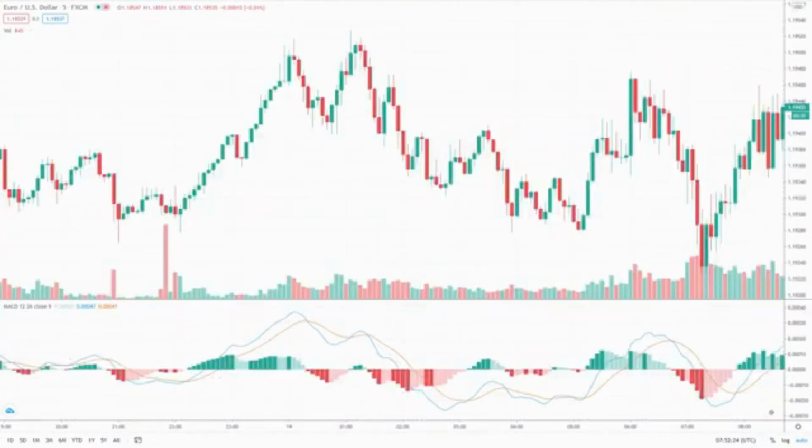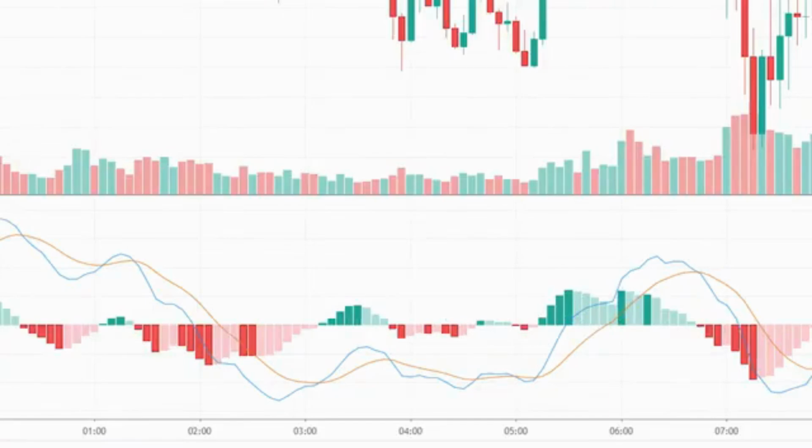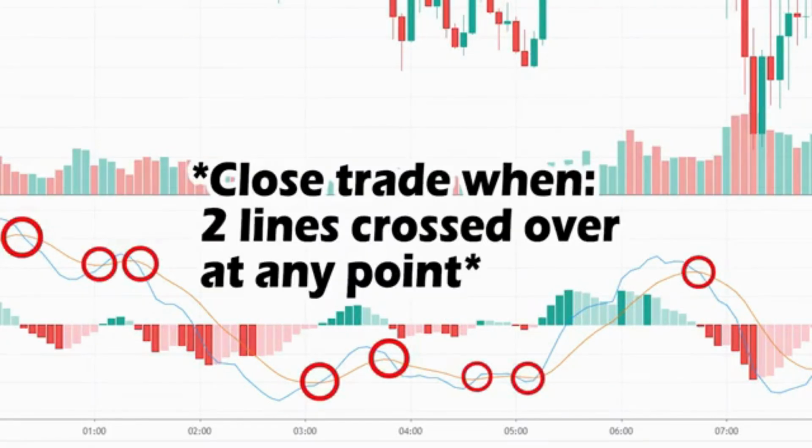For my exit strategy, since we are solely testing the MACD indicator, I will also use the MACD indicator as my exit strategy. My exit strategy would be the same for those two methods. Every time the MACD line and the signal line cross over, I exit my trade. It doesn't matter if it's above or below the baseline. If it crosses over at any point, I close the trade.